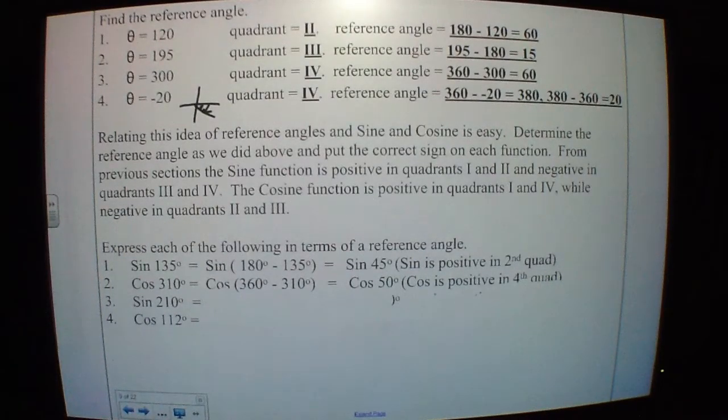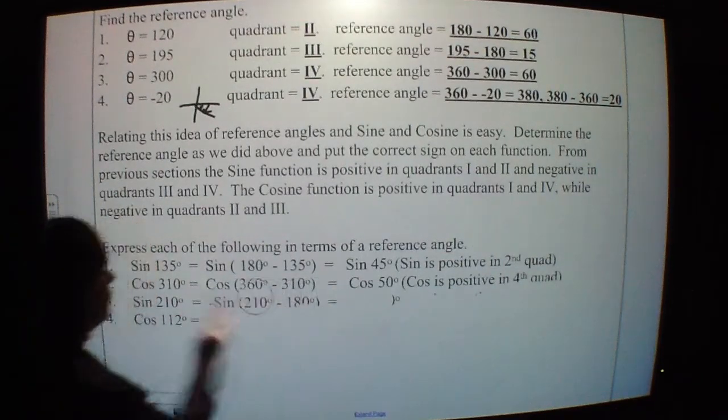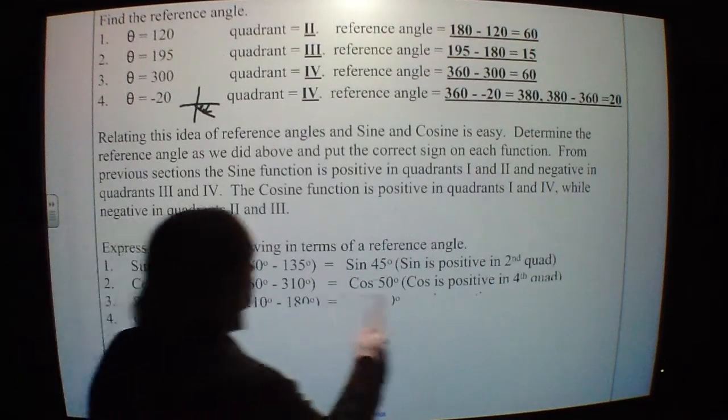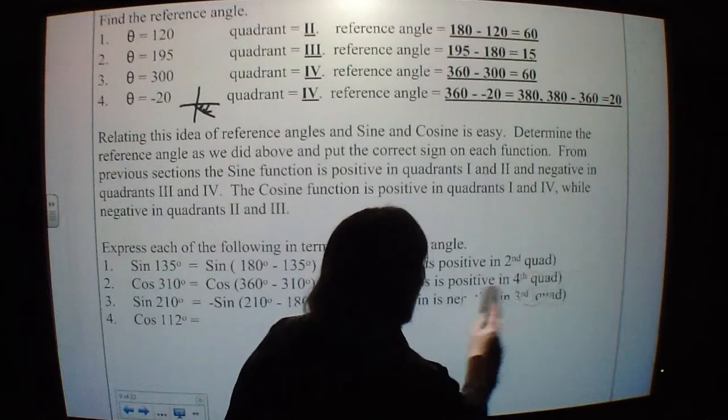Sine of 210 degrees. That puts me in the third quadrant. In the third quadrant, sine is negative. So number 3 here is equal to negative the sine of my reference angle. So your reference angle is 210 minus 180, which is 30 degrees. So it gives you negative sine of 30 degrees.